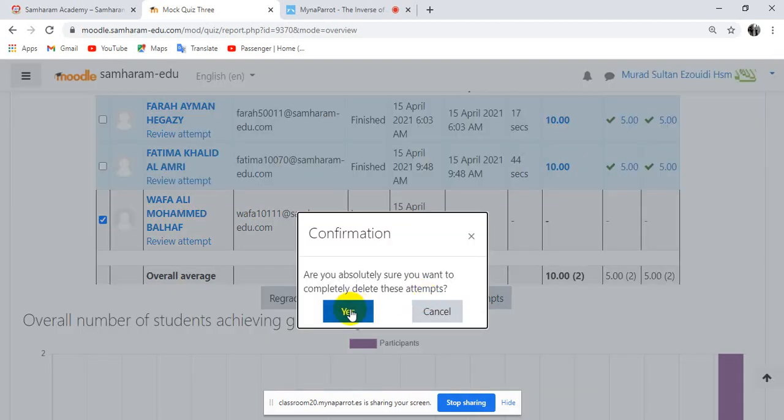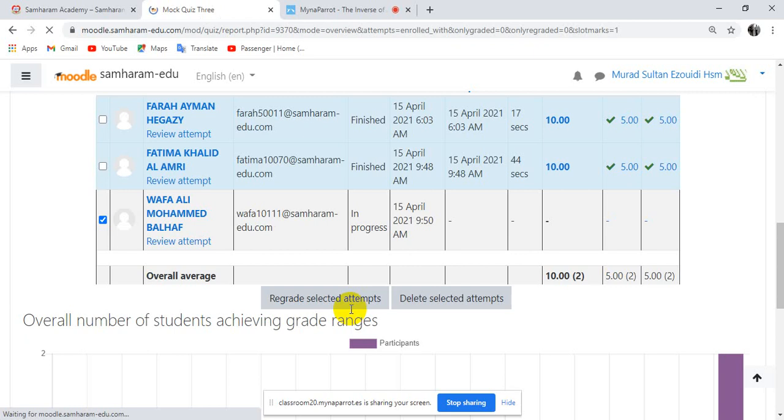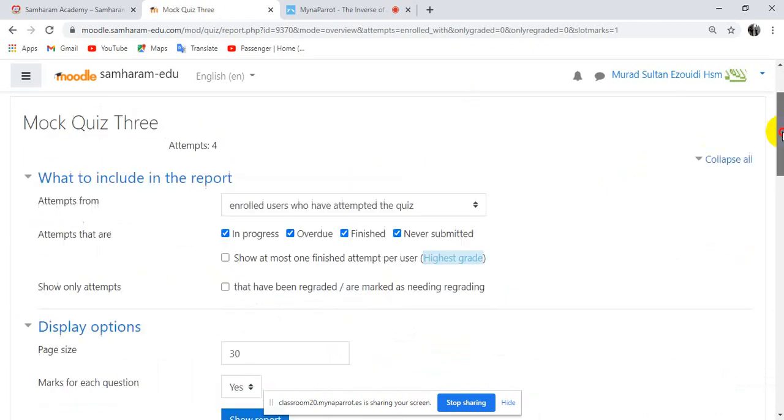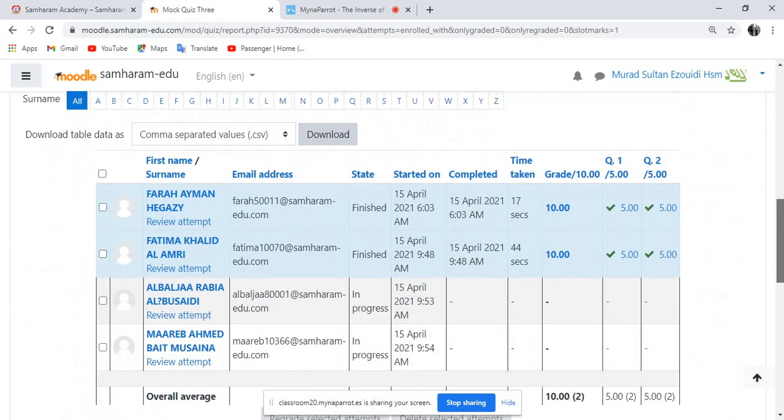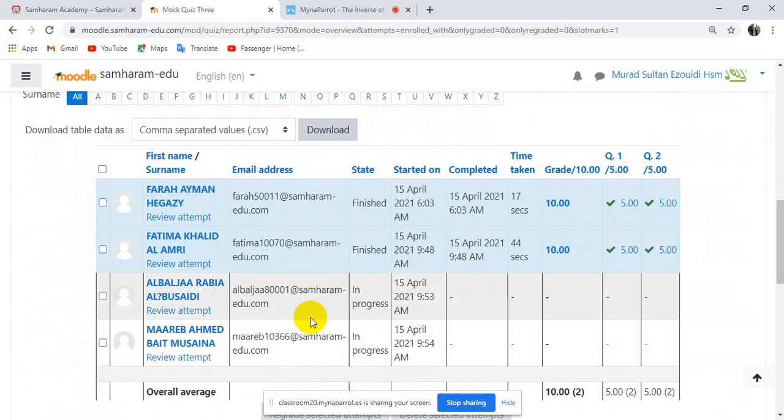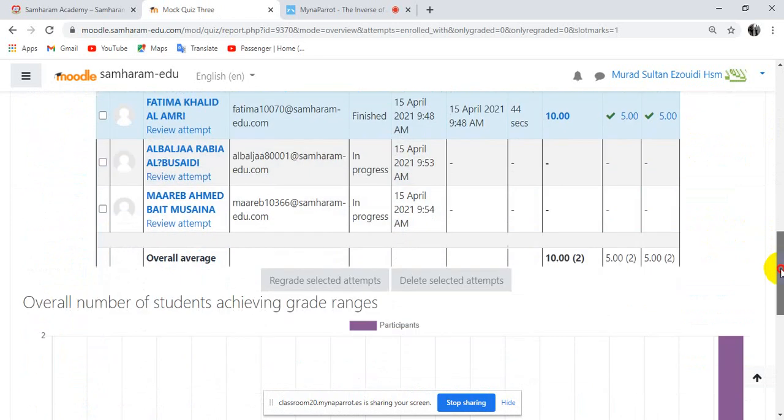I will, okay, are you sure? Are you absolutely sure you want to completely delete this? Yes. I want you to do it again. The others? Oh, good girl. Ma'arab. What is the answer, Ma'arab, my daughter? Ma'arab also, she didn't answer. She saw the exam, but she has to answer like Fatima. She has to tick the correct answer. Okay? No problem, Ma'arab. Yes?